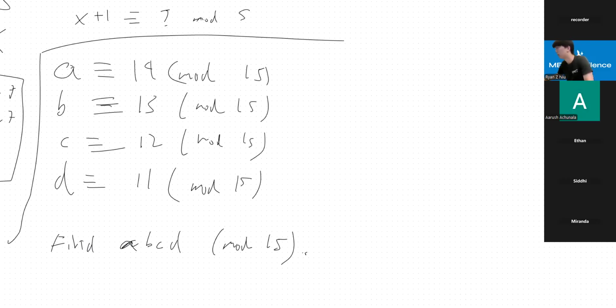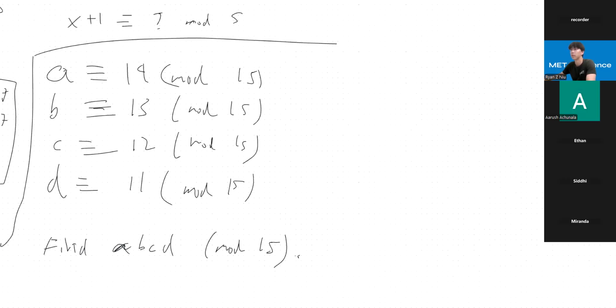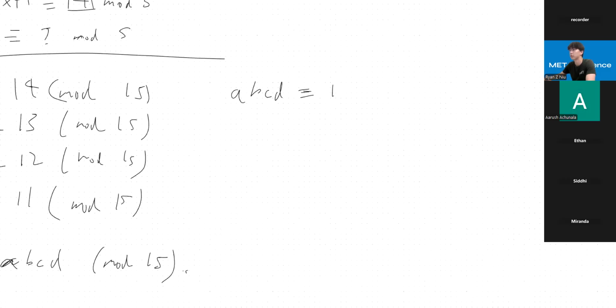Okay, it's been a couple minutes, so let's see how to go over this, right? So the first instinct is to multiply them all together, because we said earlier that we can multiply equations together. So really, A, B, C, D is just going to be 14 times 13 times 12 times 11 mod 15, right?